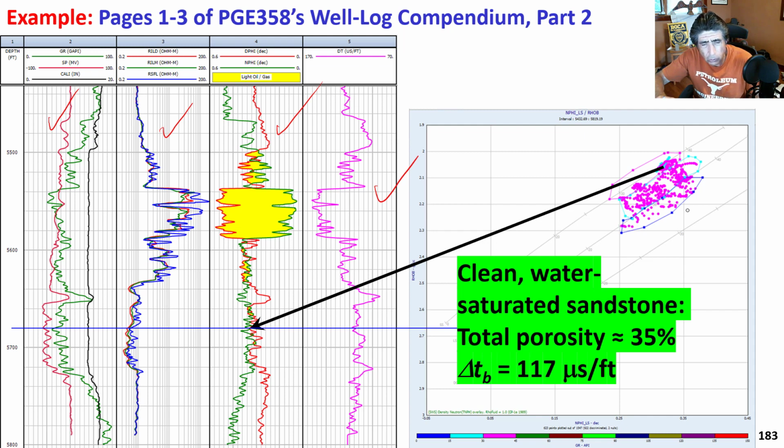So what I'm going to do is look at a section of this rock that is as clean as possible, where we have water. This is in the aquifer, and I'm going to read the porosity. If you do this analysis, you are going to find that the rock has about 35% porosity. And the delta T of the rock, the sonic time of flight, is 117 microseconds per foot. Okay, so those are the readings that I have for that particular section.